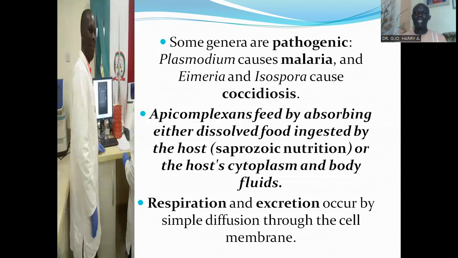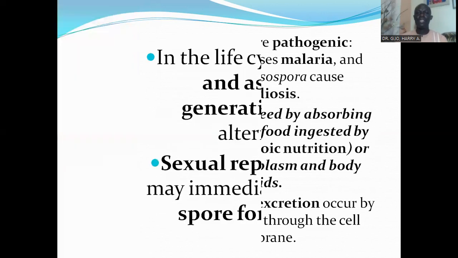Plasmodium causes malaria, and Eimeria and Isospora cause coccidiosis. Apicomplexans feed by absorbing either dissolved food ingested by the host, that is saprozoic nutrition, or the host cytoplasm and body fluids. So they actually absorb dissolved food from the host that is already digested by the host. Respiration and excretion take place by simple diffusion through the cell membrane.